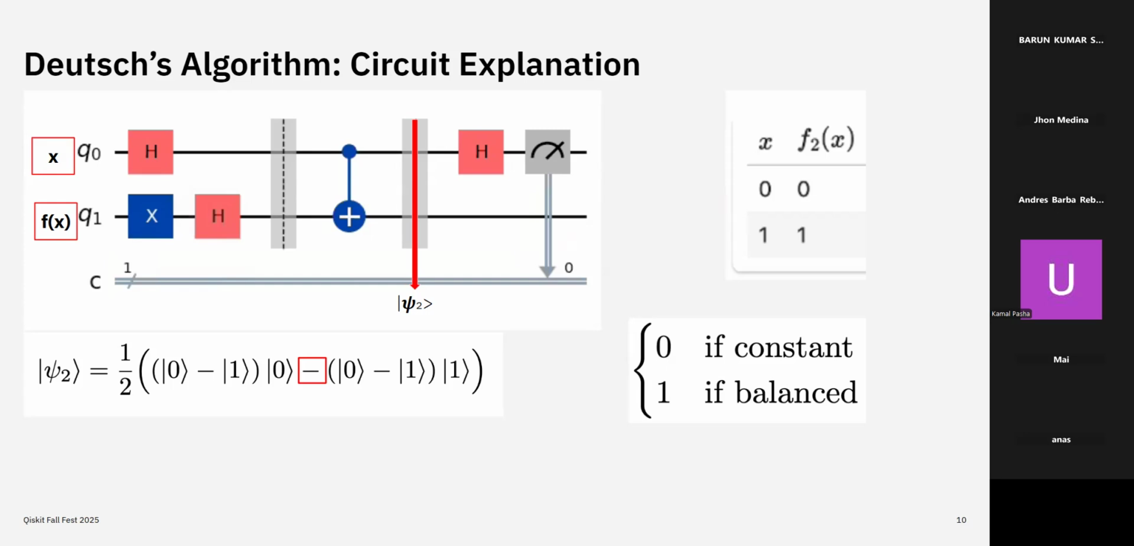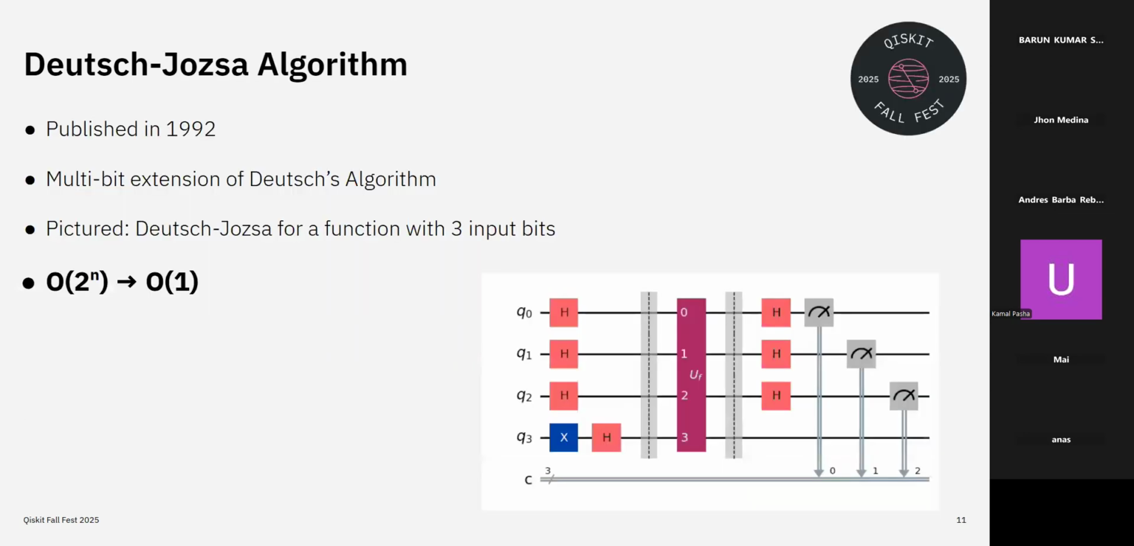And this was kind of a modest speed up when compared to the classical example where we needed two queries. We only need one this time. But what this algorithm did was inspire more algorithms, including an extension of Deutsch's algorithm called Deutsch-Jozsa, which is a multi-bit extension of Deutsch's algorithm, where we can determine whether a function of n bits is constant or balanced. And the speed up from that is, in the classical sense, it's 2 to the n queries that are required. Now we only need one shot still in this multi-bit example.